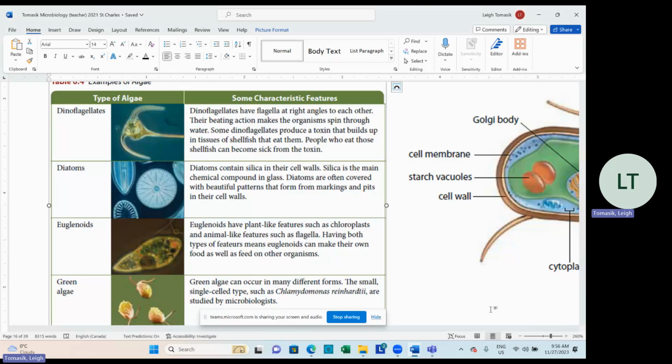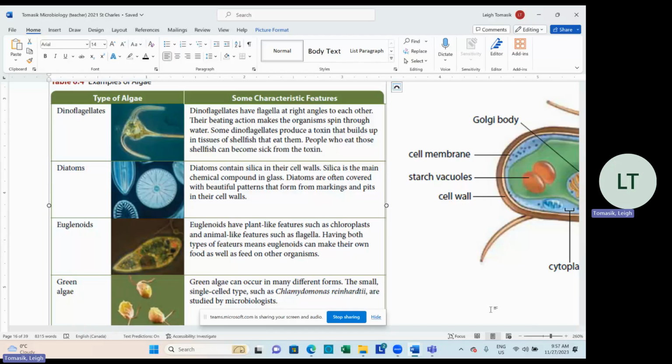So, if you are a water quality specialist, you can work out in lakes and oceans where people fish, and you can test the water quality, or you can test the water quality on a fish farm, like a shellfish farm, and you can make sure that there are no dinoflagellates so that people don't get sick from their toxins. Then there are euglenoids.